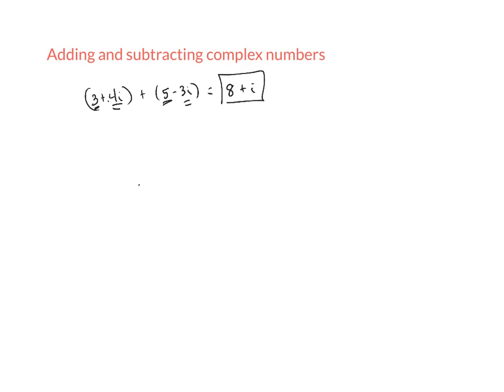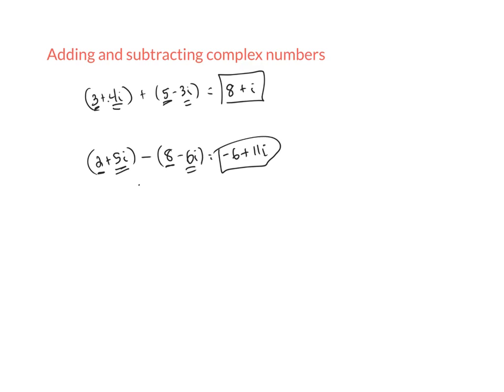Differences work exactly the same way. The only thing you have to be careful about with them is that you subtract correctly. So if I do 2 plus 5i minus 8 minus 6i, again, I would combine like terms. Real part with real part. 2 minus 8 is negative 6. And then imaginary part and imaginary part. 5 minus negative 6i would turn it into a plus, so that would be plus 11i.